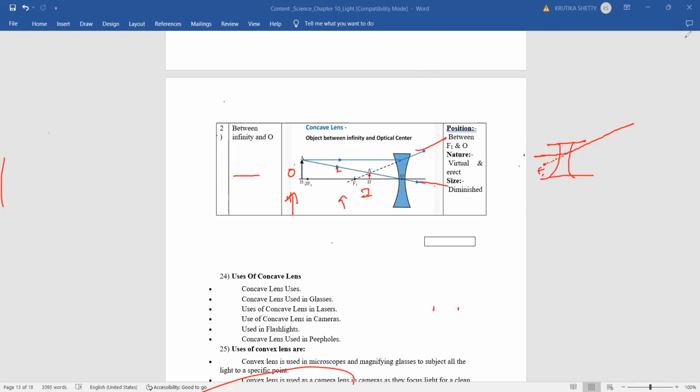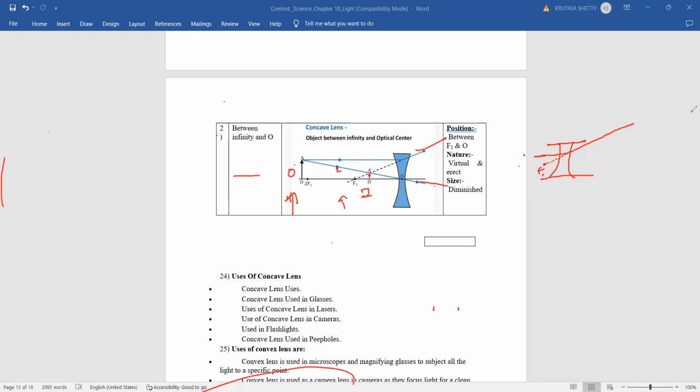Altogether you have 8 ray diagrams, 6 for convex lens and 2 for concave lens. For homework, you practice any 4 of the 6 in the convex lens, and for the concave lens only 2 are there, you practice both of them. So altogether 6 ray diagrams. Try to draw them by taking a proper scale.